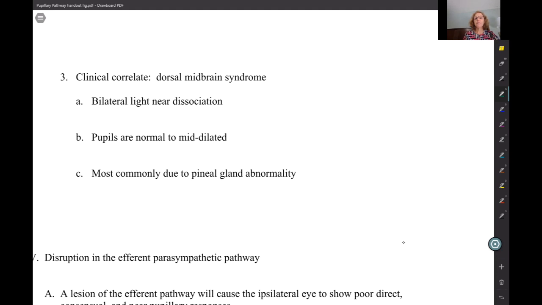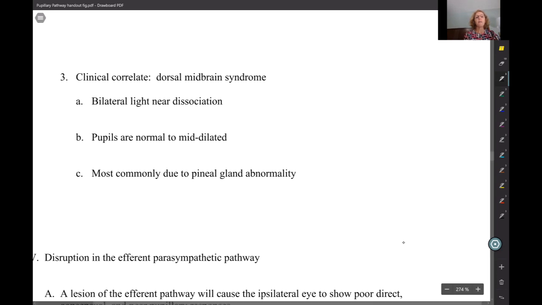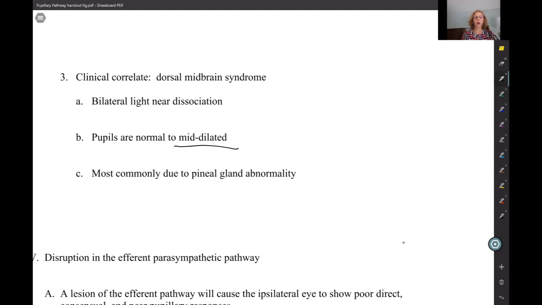Here we're also going to get bilateral light near dissociation, but the difference from Argyll-Robertson pupil is that these pupils are often mid-dilated. We don't get that pinpoint pupil that you'll see with Argyll-Robertson pupil. Most commonly, this condition is due to a pineal gland tumor because the pineal gland is directly behind the posterior midbrain. Let's look at an example of the pupil reactions with dorsal midbrain syndrome.